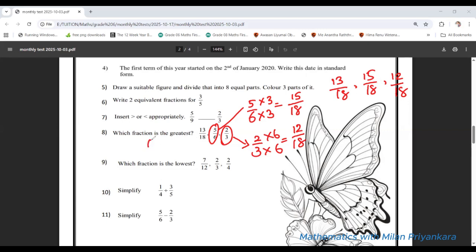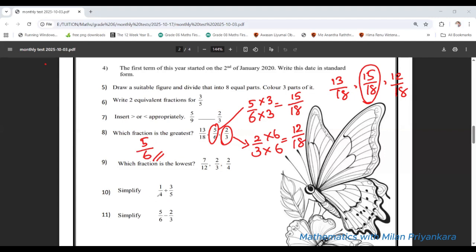So we can write the answer 15 over 18. Actually, we cannot write 15 over 18 because 15 over 18 has not been given, but 15 over 18 means what? 5 over 6. Therefore, 5 over 6 is the greatest fraction. This is the answer. Okay.